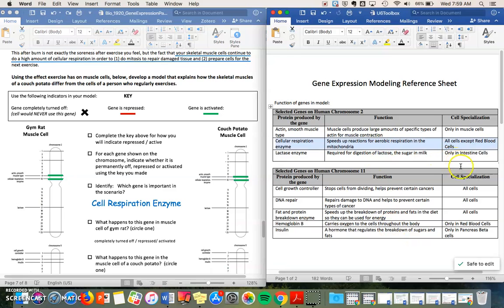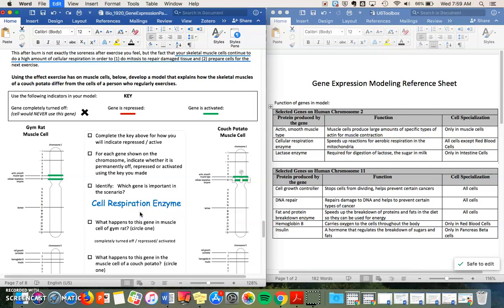Lactase is only in intestine cells, and I'm dealing with muscle cells, so I know that that gene is going to be turned off. Oh, sorry. Wow, I completely skipped this. So our cellular respiration enzyme is our gene of interest.